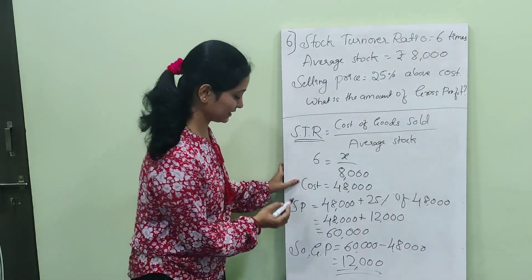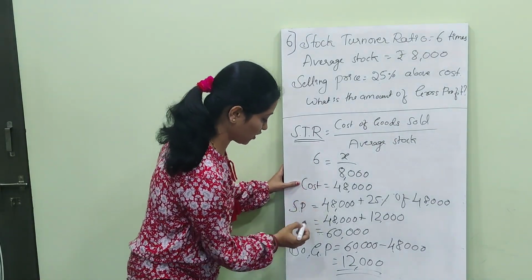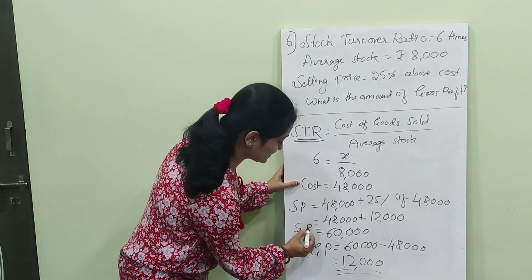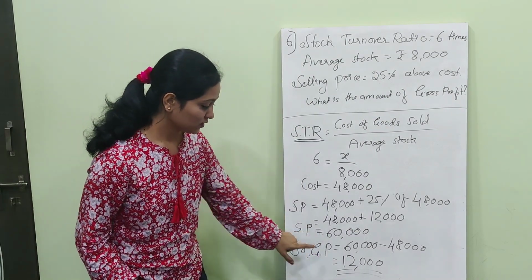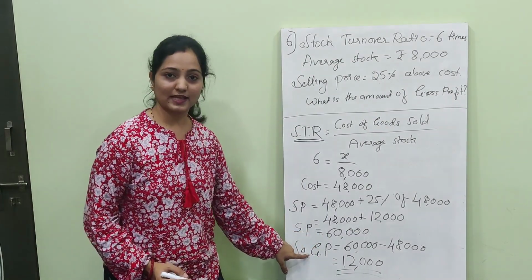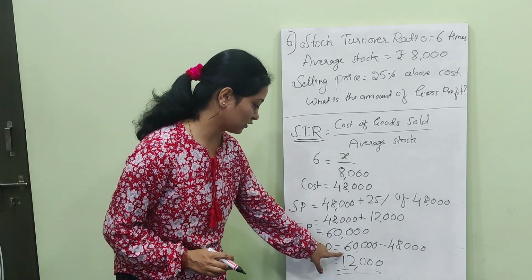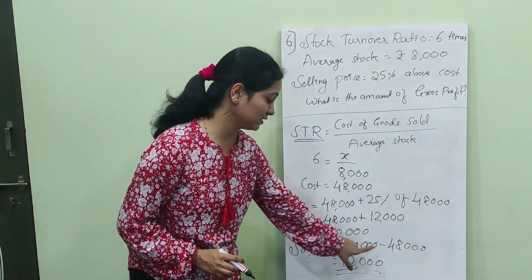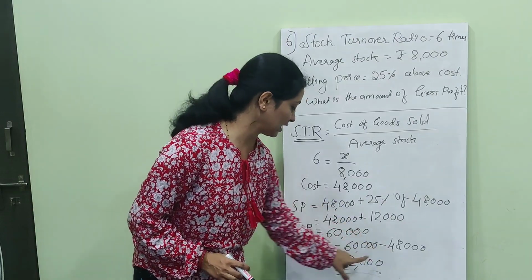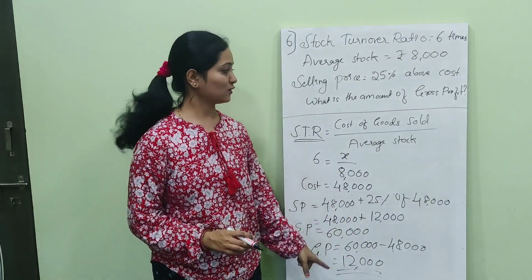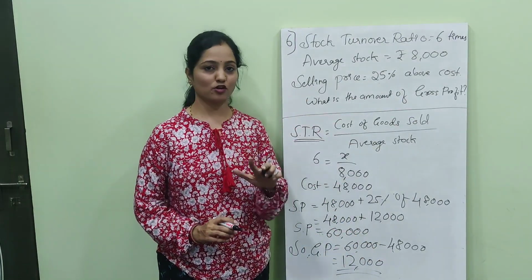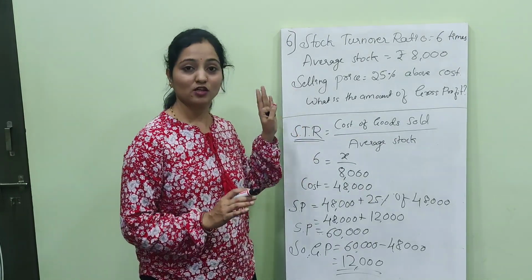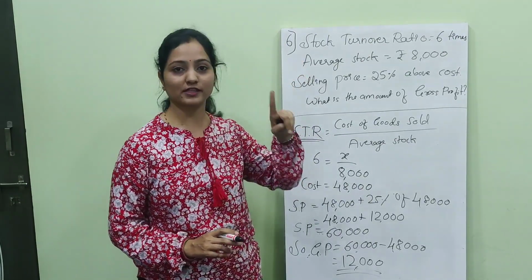So now we can calculate the gross profit. We have calculated cost and we have also calculated selling price. So gross profit is selling price 60,000 minus cost 48,000. The answer will be 12,000. 12,000 is nothing but the gross profit. This is the way to calculate gross profit when they have given stock turnover ratio.